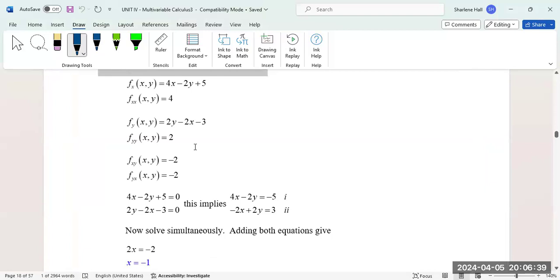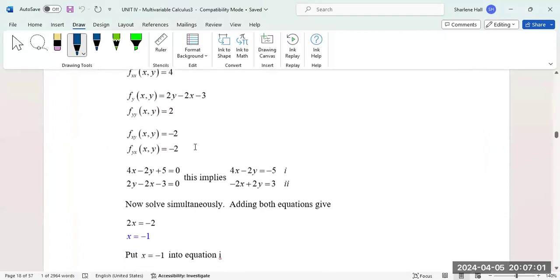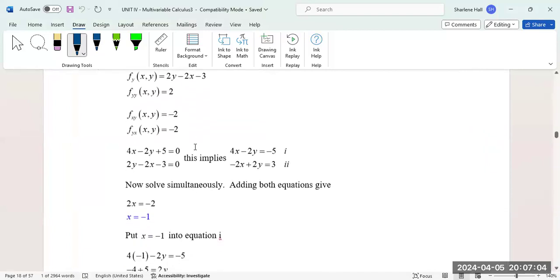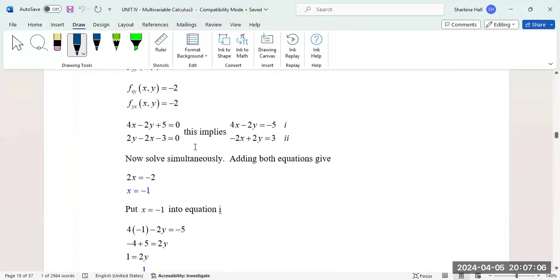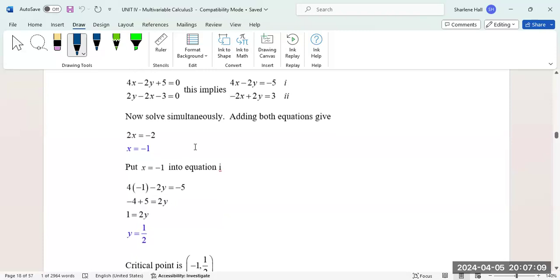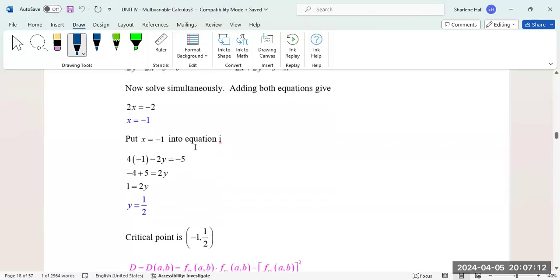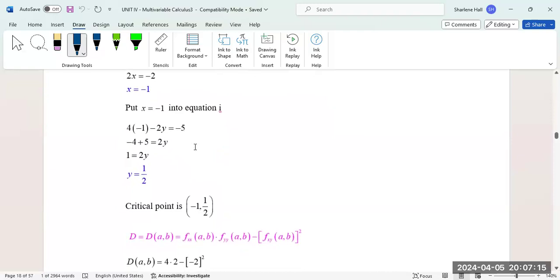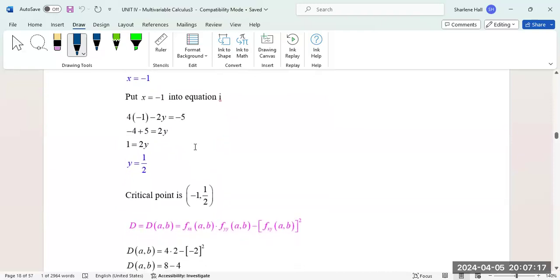Yes, sir. Look through and tell me if you have what I have there. Well, I have up to above the "now solve simultaneously." Above that. Okay. Yes, I didn't reach the 2x equals negative 2. Go and work it. Yes, so I'm getting -1 for X and half for Y. Very nice. And then your critical point is going to be -1, 0.5, right? Yeah. Is it a maximum or minimum?